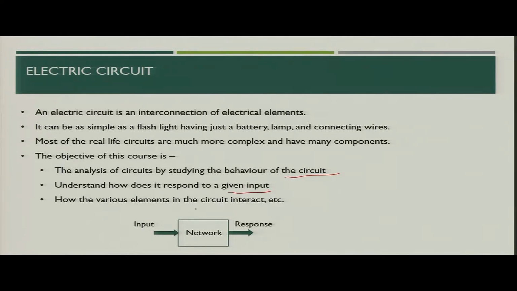When you give an input to a particular network, it will respond based on the input which we have provided. So, we have to somehow establish the relationship between input and response, and then we will see how the various elements in the circuit interact.